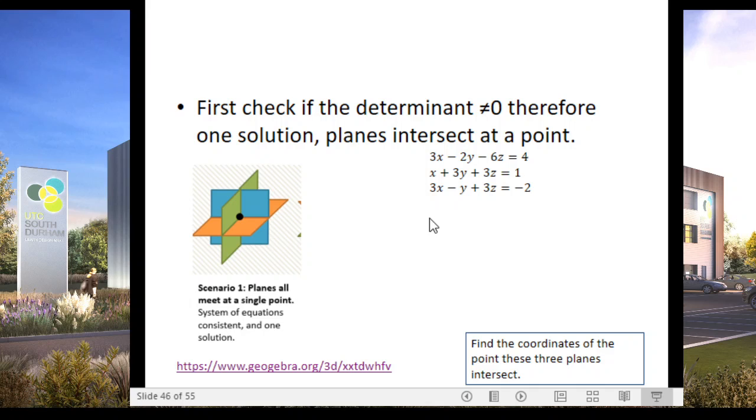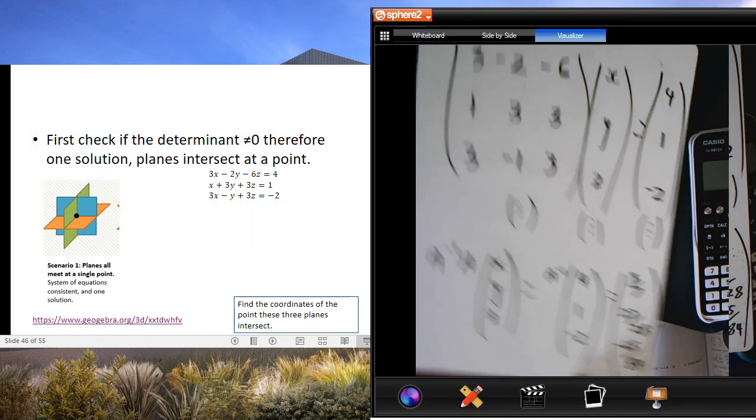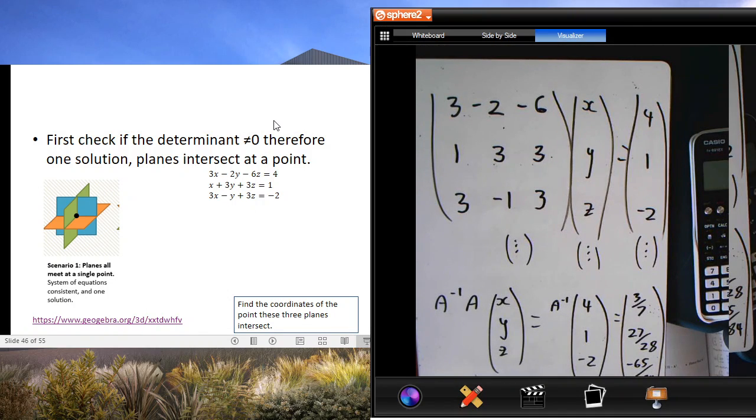You'd be given a system of equations: 3x minus 2y minus 6z equals 4, x plus 3y plus 3z equals 1, and 3x minus y plus 3z equals minus 2. What I'm going to do with that is turn that into a matrix equation, which looks a bit like this. So 3, minus 2, minus 6, 1, 3, 3, 3, minus 1, 3, multiplied by x, y, z equals 4, 1, minus 2.